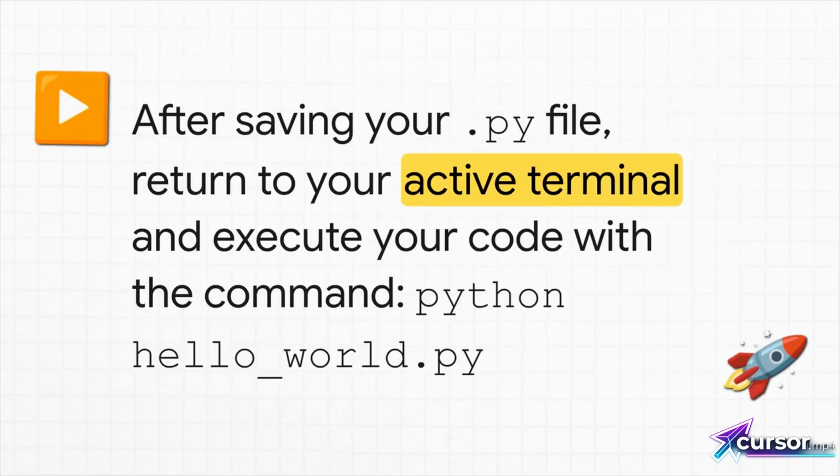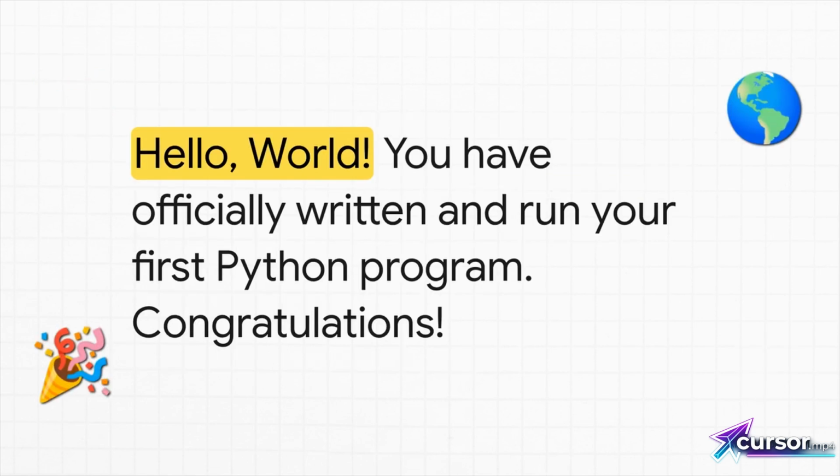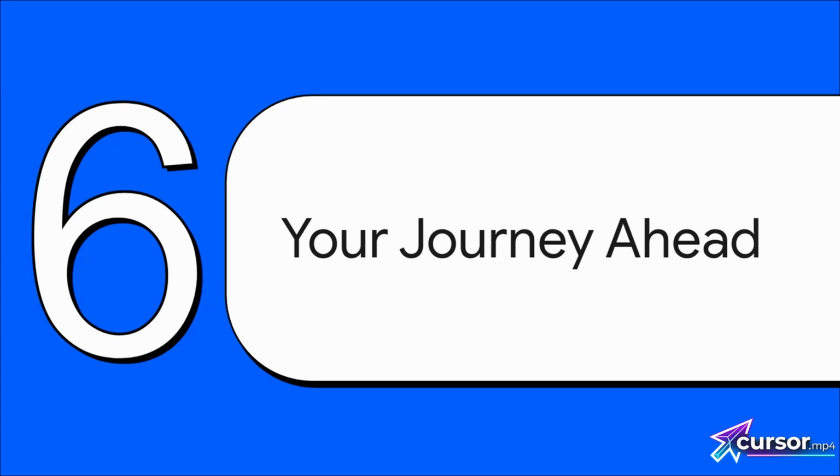Now, pop back over to your terminal, the one that still has myenv showing, and run this command. What you're doing is telling Python, hey, go run the code in that file right there. And there it is. You should see Hello World printed right back at you. That's it. You've officially written and run your first program. You gave the computer an instruction, and it actually listened. That's awesome. Congratulations.